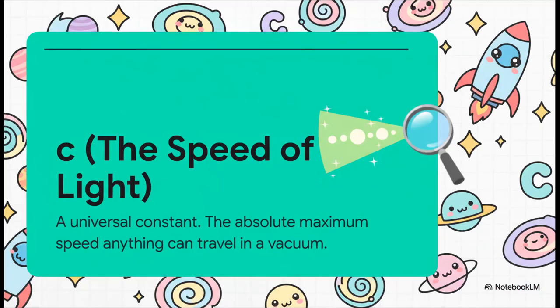And finally, we have C. Now, C stands for the speed of light in a vacuum. And this isn't just some random number. It is the ultimate speed limit of our universe. Nothing with mass can ever reach it. It's a true universal constant.